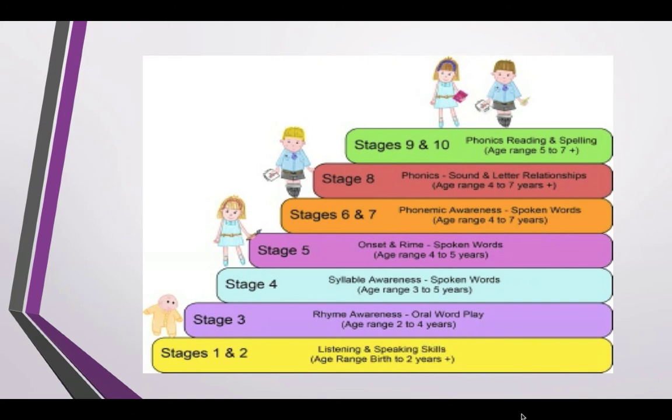Then moving on to understanding onset and rhyme, the beginning consonant, and then the rest of the word, like cat. The C is the onset, at is the rhyme. Phonemic awareness with the spoken words. And then when we get to school age, around kindergarten, first grade, we're talking about the phonics idea, understanding that phonemes are represented in print.